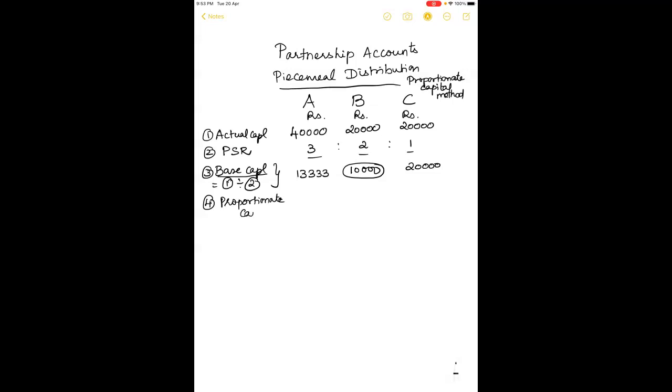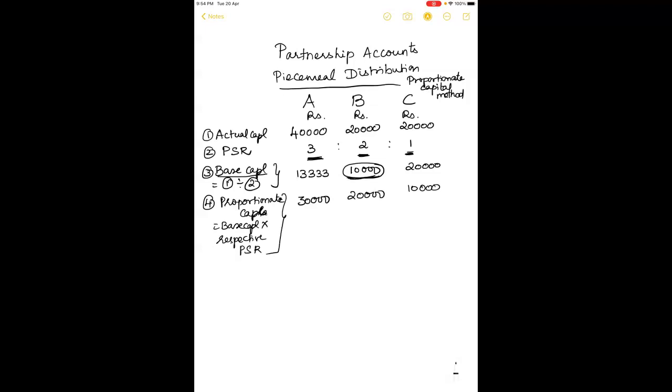How are we going to find this proportionate capital? This base capital will have to be multiplied by their respective profit sharing ratio. That is, for A, proportionate capital will be 3 into 10,000, which is 30,000. For B, proportionate capital is 2 into 10,000, which is 20,000. For C, it is 1 into 10,000, which is 10,000. So, how are we getting this? Base capital into respective profit sharing ratio. That is how we are getting the proportionate capital.